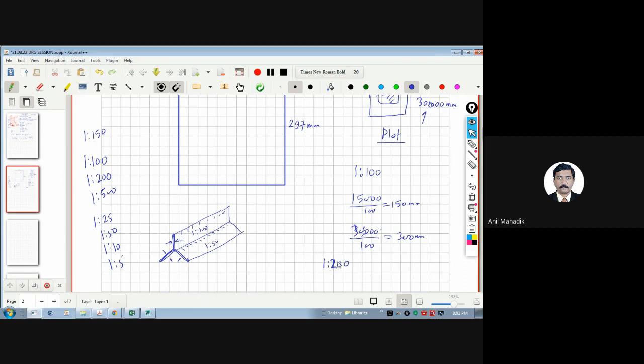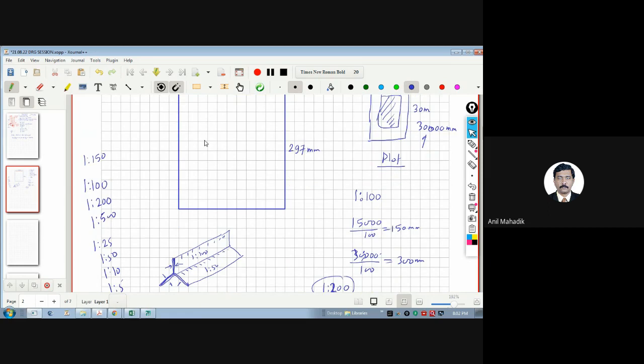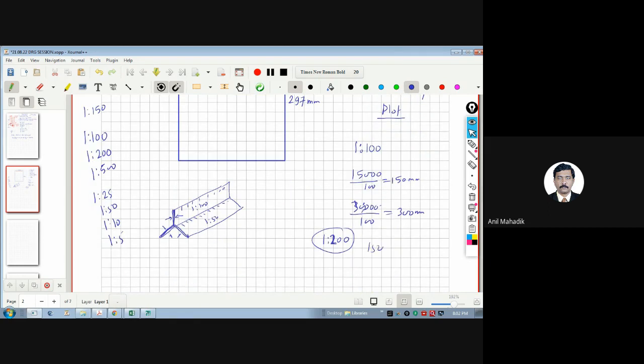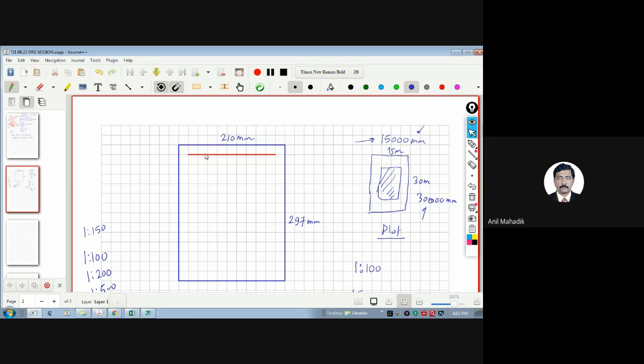So let's say you use the 200 scale, then how long will this line be? 15,000 divided by 200. How much is this? 75 mm. And if you take 30,000, then divided by 200 it will be 150 mm. So that means I will draw this line not as 150 mm, but it will be 75 mm here on paper.